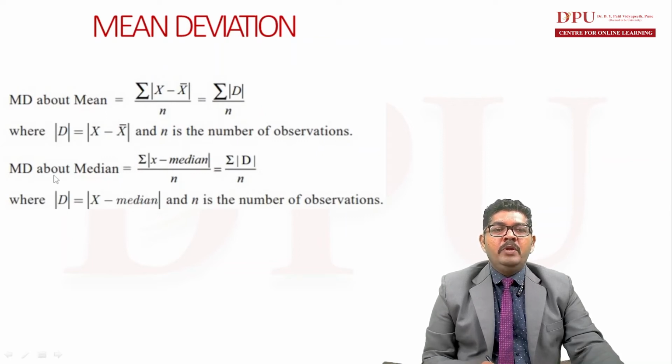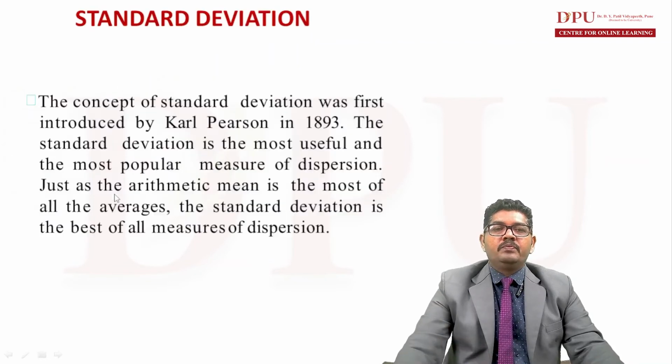Now in case of mean deviation about median, we calculate deviations of individual x values about the median value. So summation of d divided by n. Similarly, we can calculate mean deviation about the mode also. So in that case, we will be calculating deviation about the mode value.